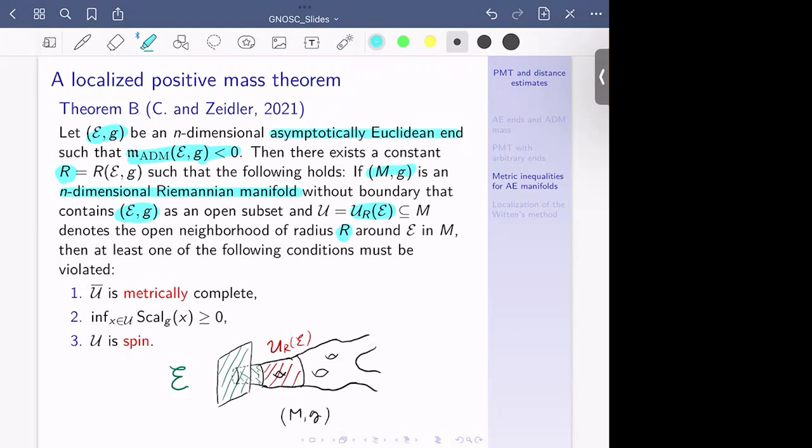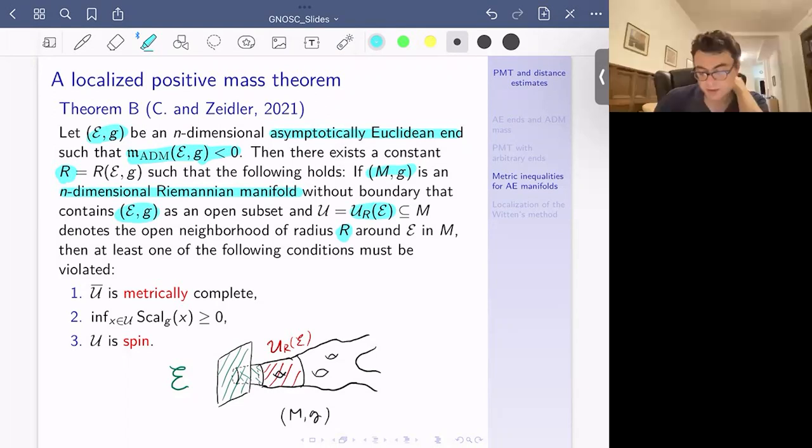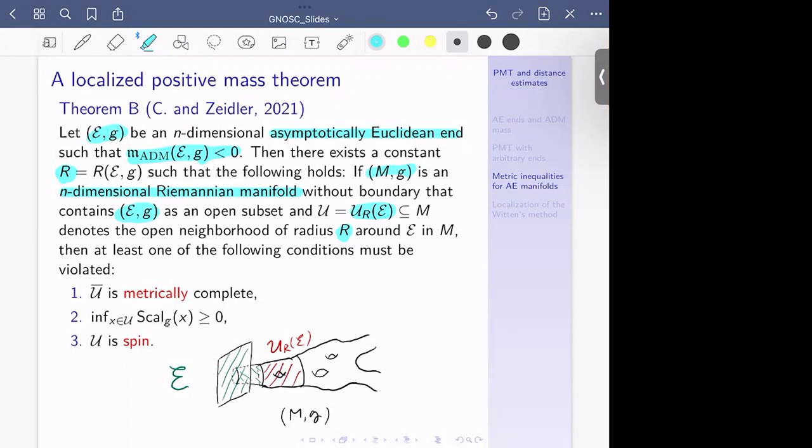That's amazing. So you completely localize in U. Yeah, that's right. That's right. Well, that's amazing. The way I understand it is certainly interesting.